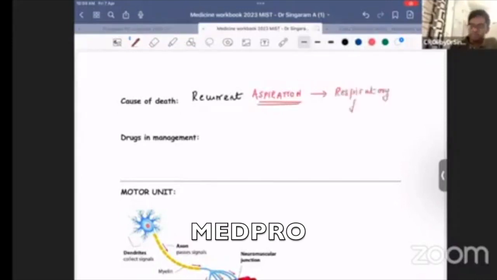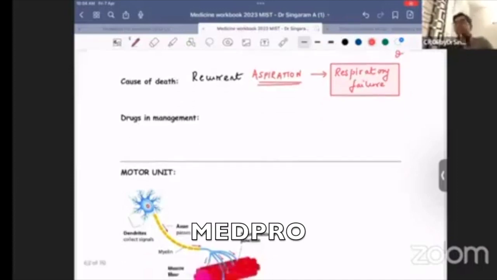This is an important MCQ question. What is the cause of death in a patient with amyotrophic lateral sclerosis? It is respiratory failure. Please keep in mind, this is important. It is respiratory failure which is the cause of death. Again, we cannot cure this particular condition. We can only symptomatically treat it.